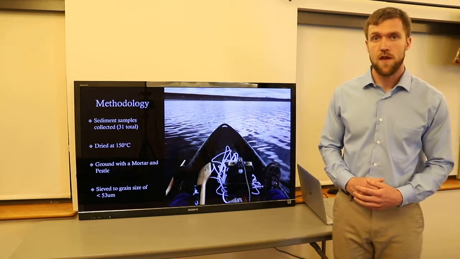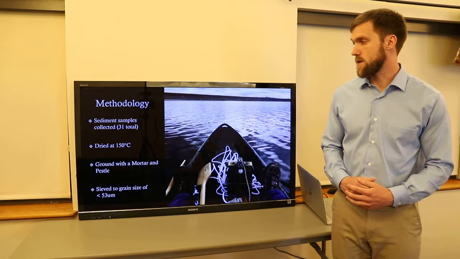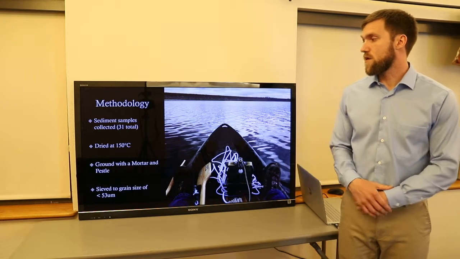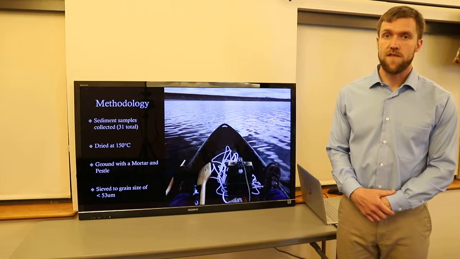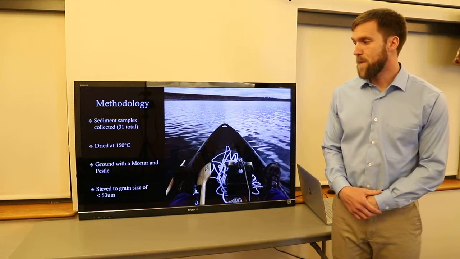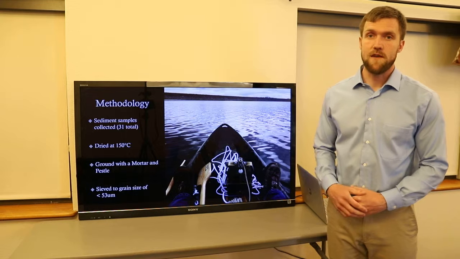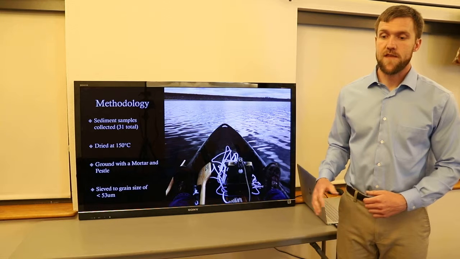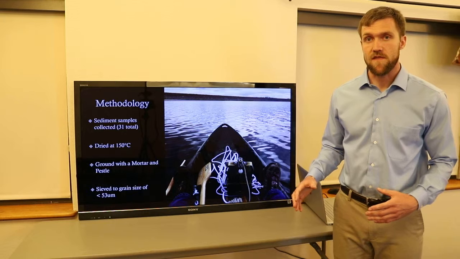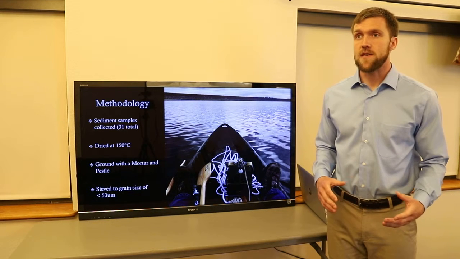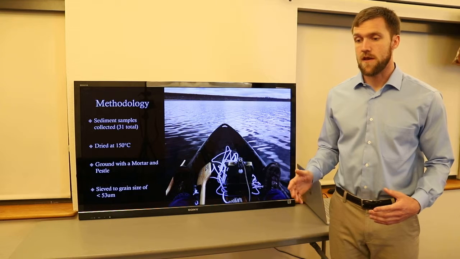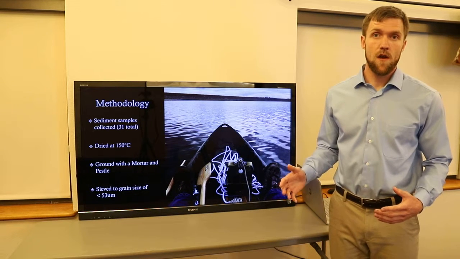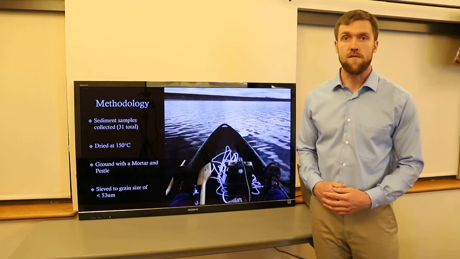After all of my samples were collected, I brought them back to the lab and dried them in an electric oven at 150 degrees Celsius. It was then ground with a mortar and pestle by hand and sieved to a grain size of less than 53 micrometers. I went to less than 53 micrometers because this gets us down into the sands and silts and gives us the best surface area to volume ratio, so that it gives us the best picture of what metals are actually present in the sediment of these reservoirs.